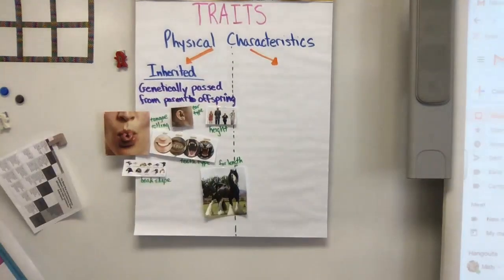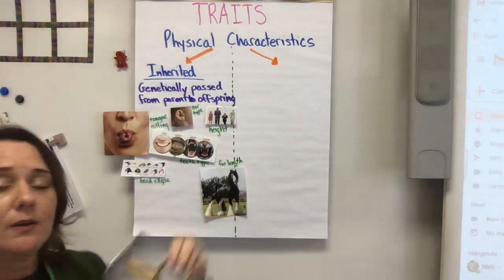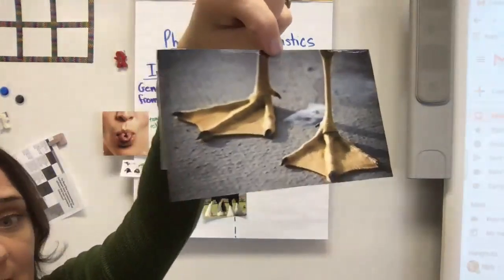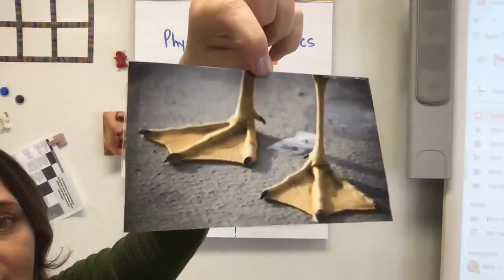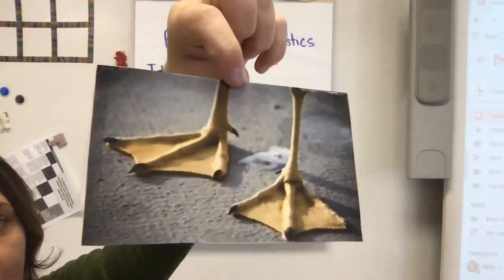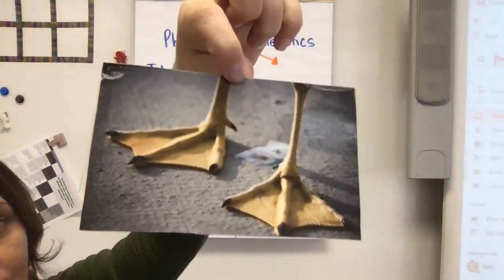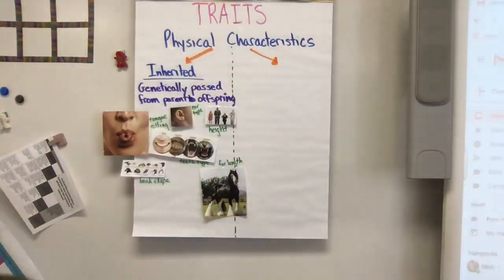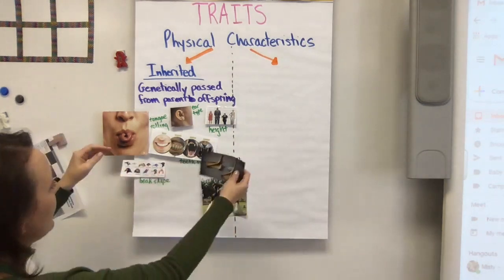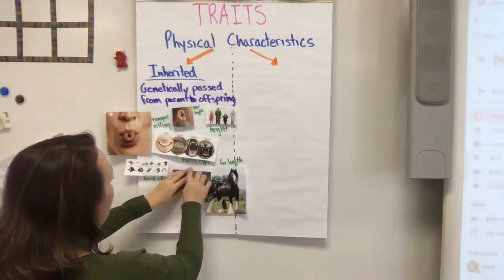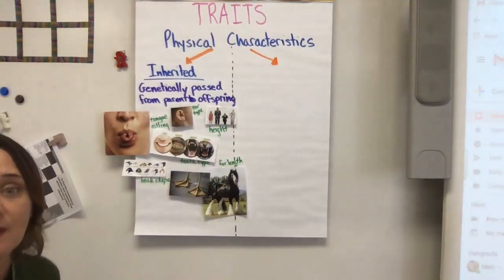All right, got another one here. These are webbed feet. You are never going to see a duck that does not have these, because a duck and a duck make a duck with webbed feet. This is a genetically inherited trait of all ducks. All birds that swim have these type of feet.